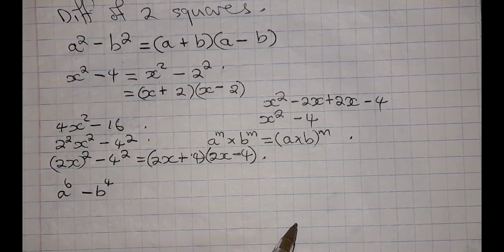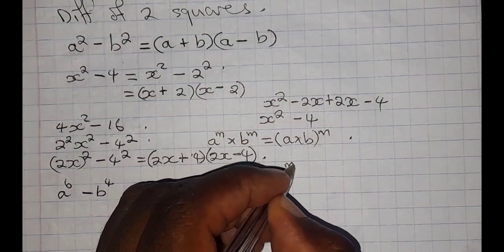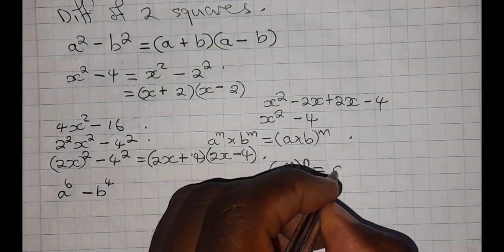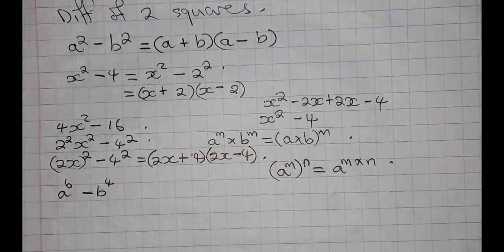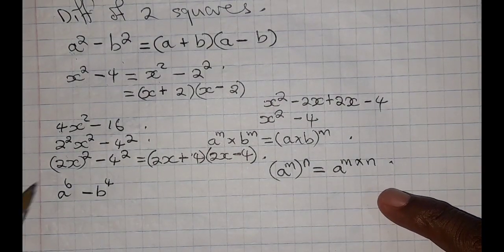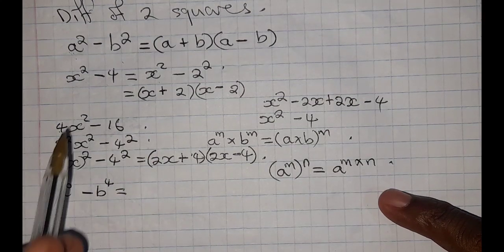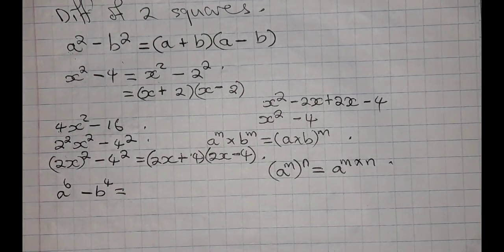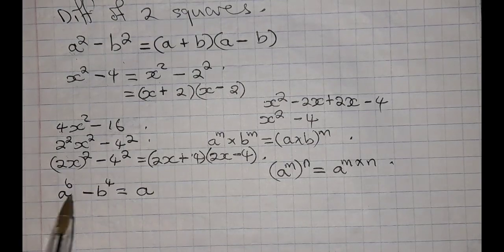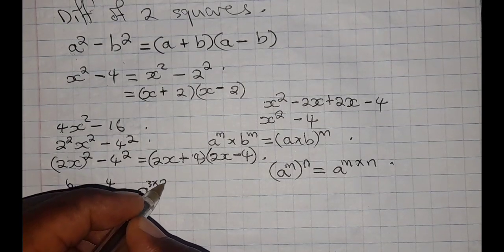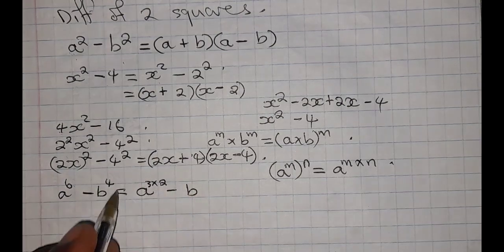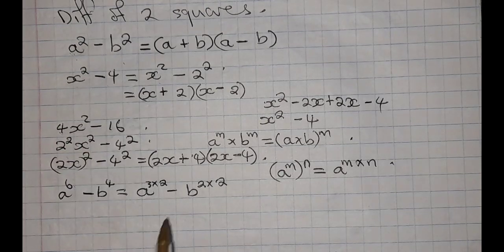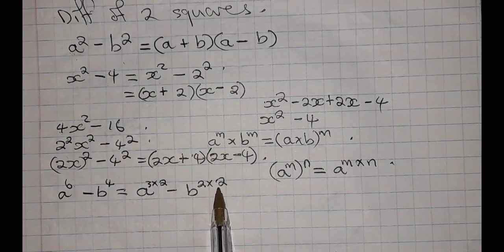There is a law of exponents which says a to the power of m, all raised to the power of n, would be equal to a to the power of m multiplied by n. We make use of this law. How do we do that? Remember, we have to raise the first one to the power of 2 and also the second one to the power of 2. And we know that a to the 6 is 3 multiplied by 2 and b to the 4 is also 2 multiplied by 2. We now have the 2s that we are looking for here. There is a 2 and there is a 2, right?